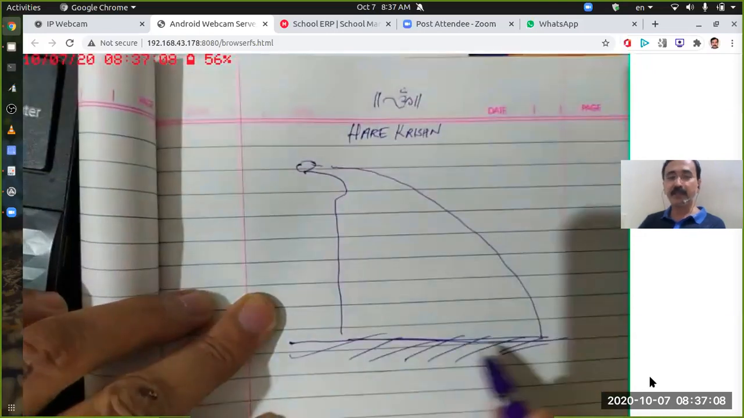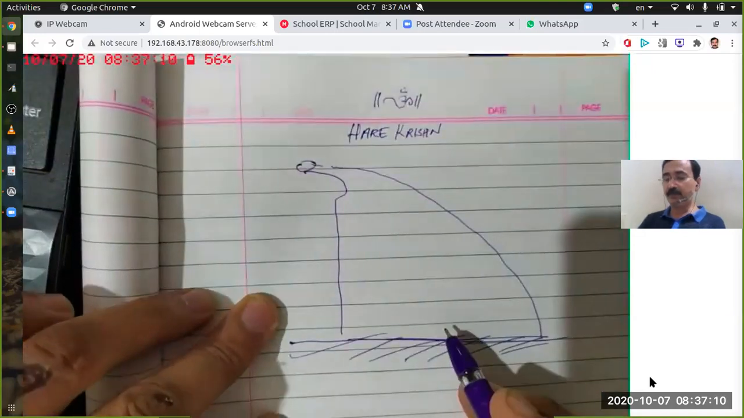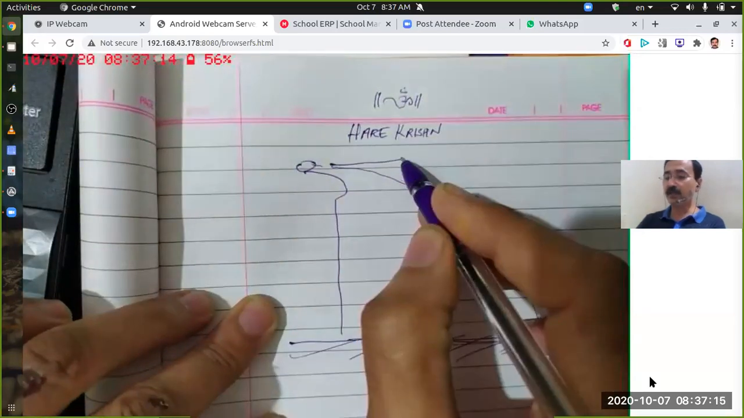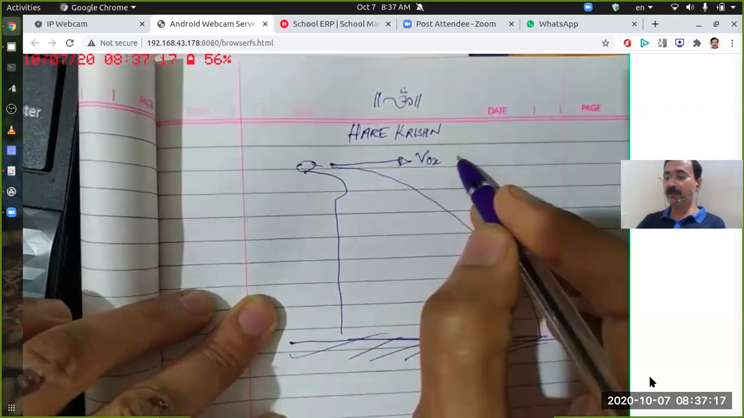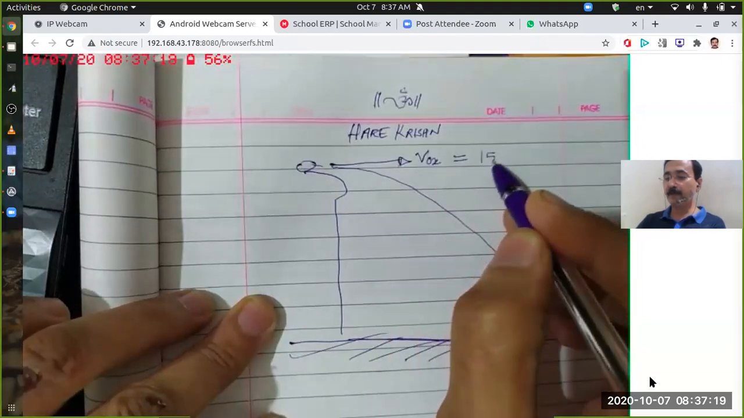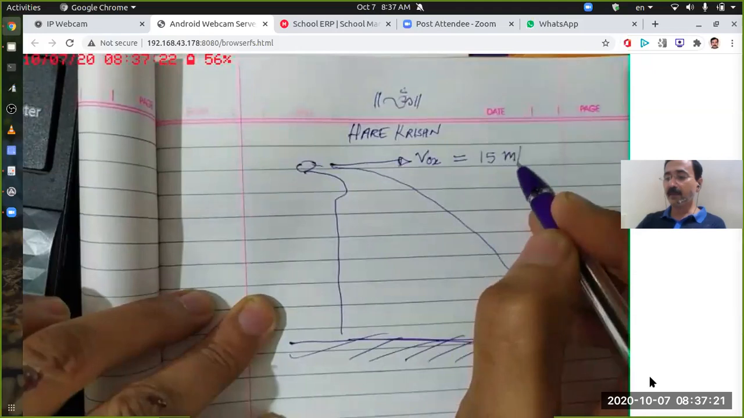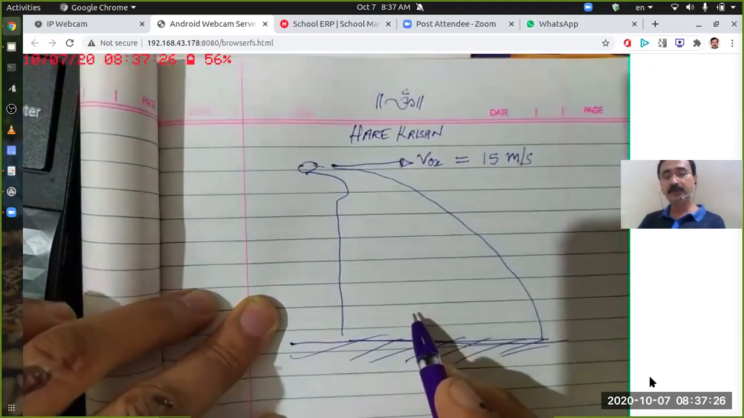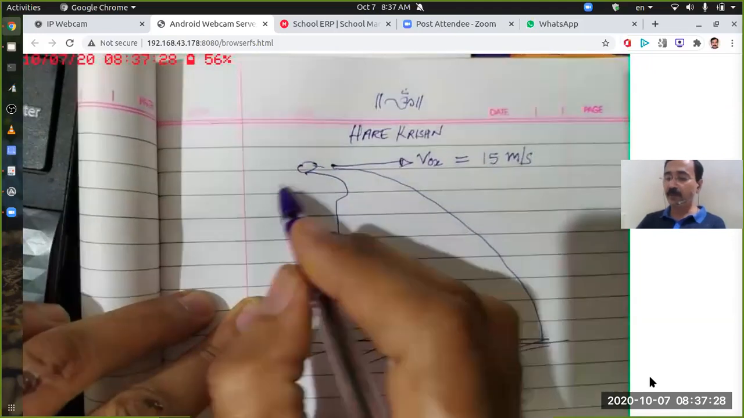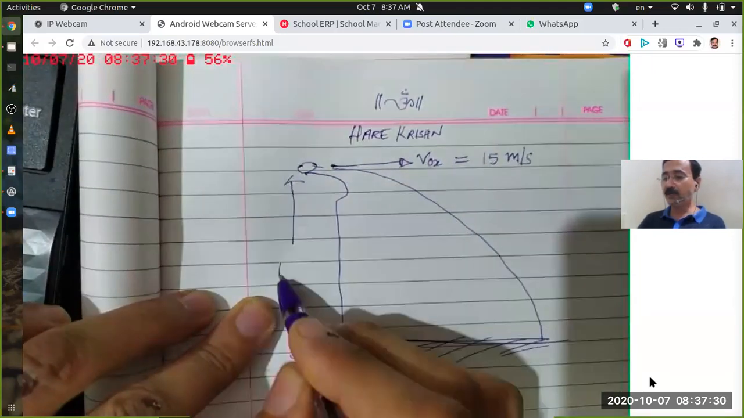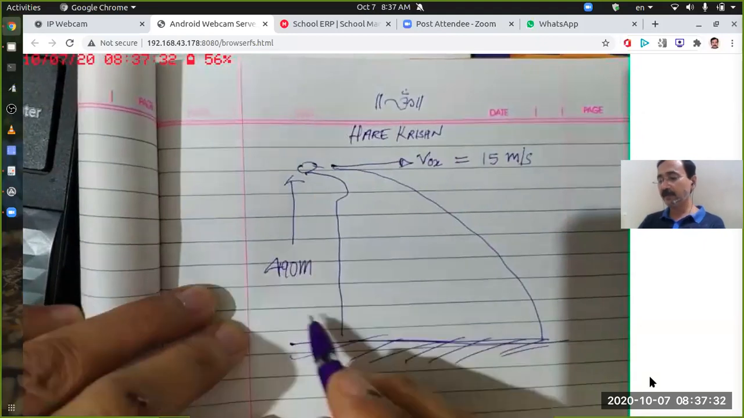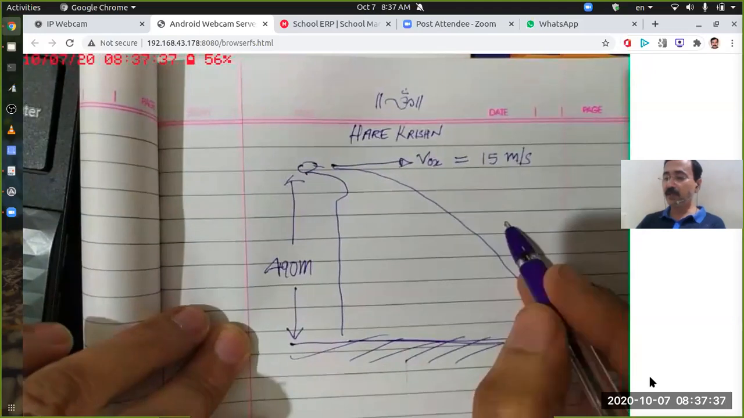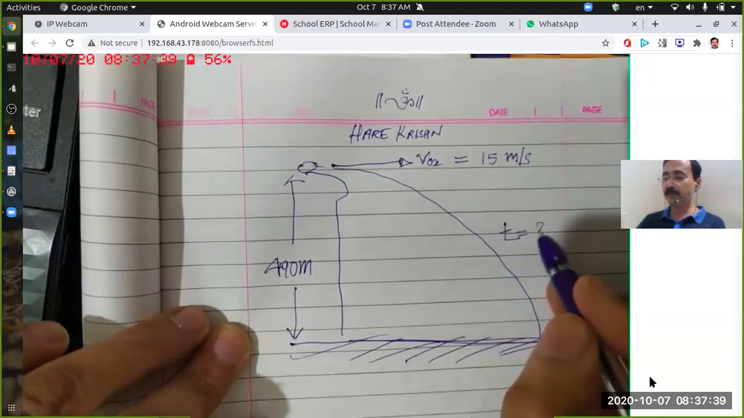Stone is landing here. It is traveling entirely horizontally. What is the speed given? Is it 15 meters per second? If I am not wrong. Yes, 15 meters per second. Okay. And height is 490 meters. The question is to find the time.